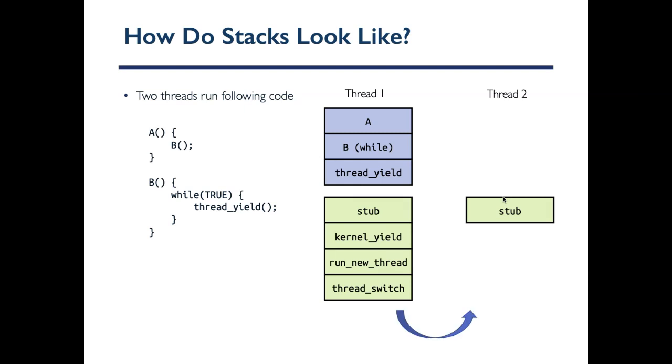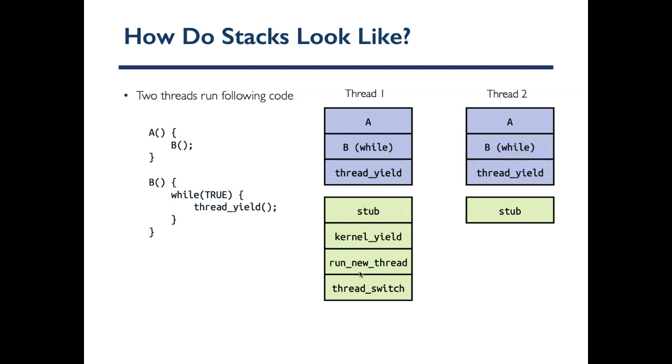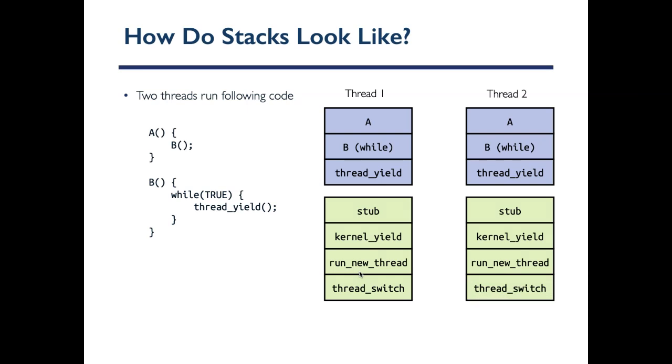So we're going to stop here. So everything will look like this. So the user stack will be like this, and the kernel stack for thread 1 will look like this. And then we're pausing here. We're not going to do anything else with thread 1. We'll start with thread 2. Now stop is going to call A. A is going to call B. B is going to call thread yield, kernel yield, run new thread. And at this point, run new thread will call thread switch.